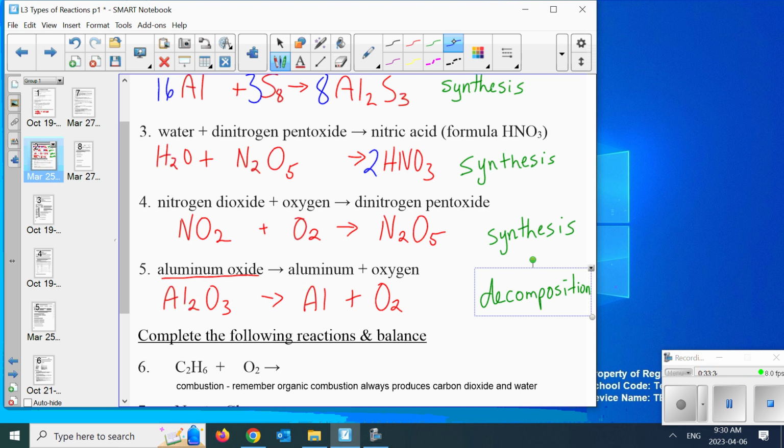I need, though, an even amount of oxygen. So the left side, what do I need to do? Now I have 6 oxygen. I need 3 times 2 on the right. Oh, I made a mistake there. I need 4 aluminums. The 4th one is the last one to do.